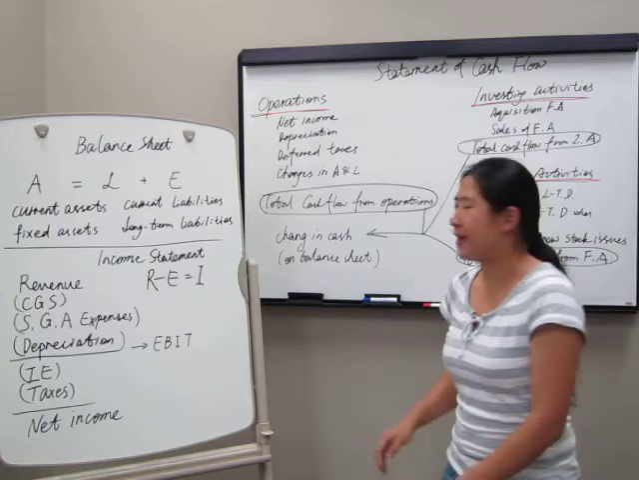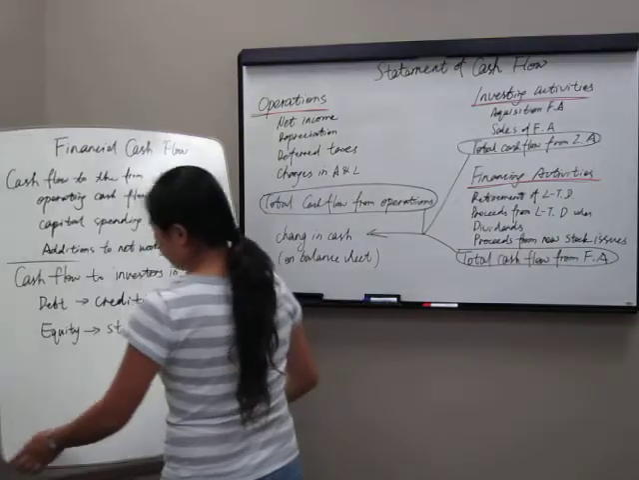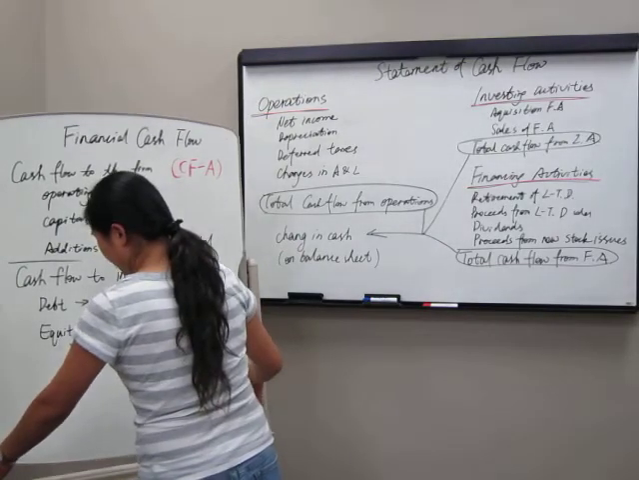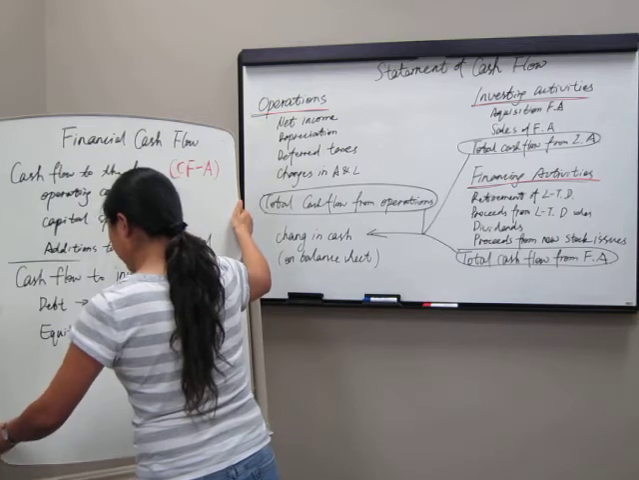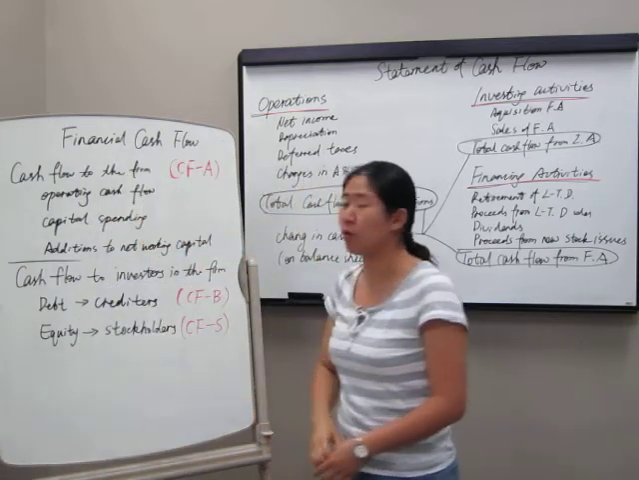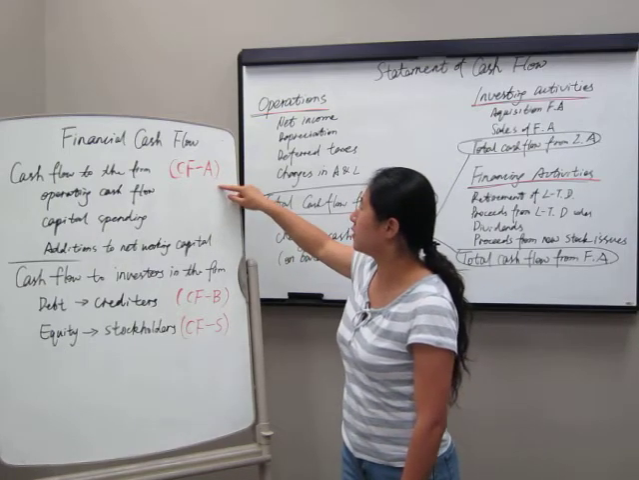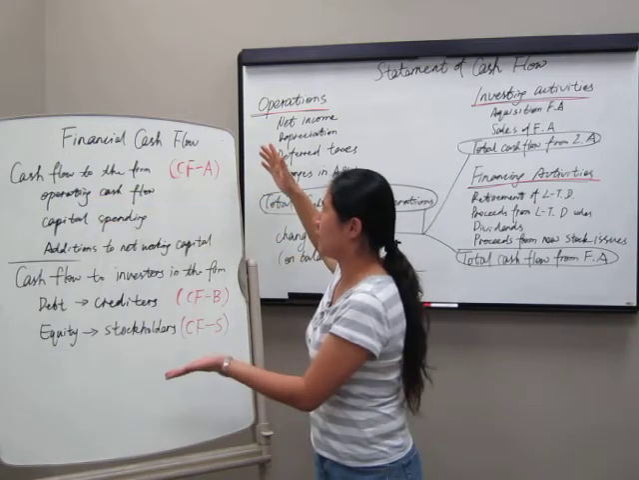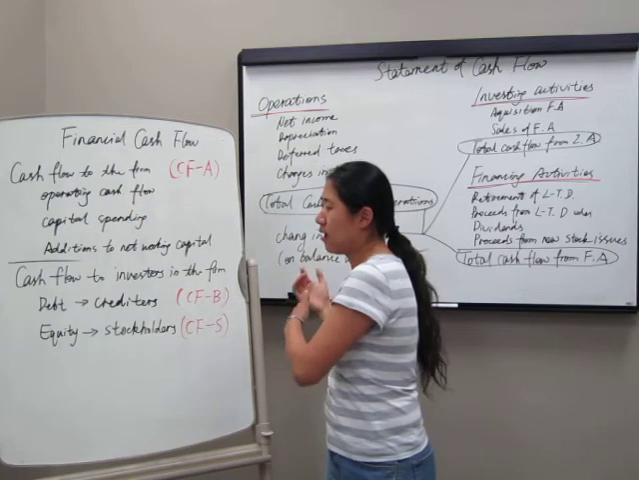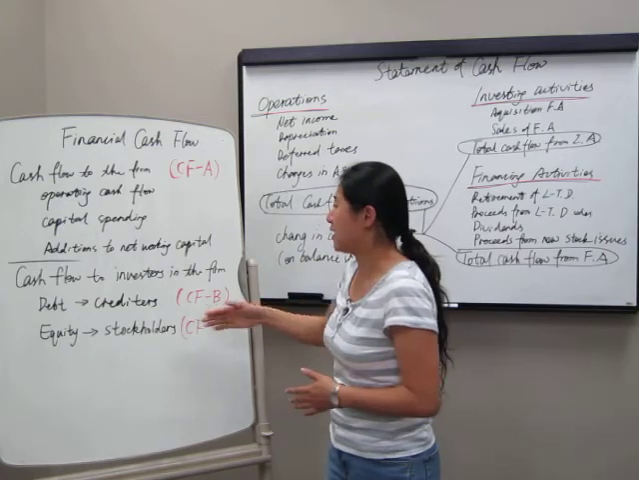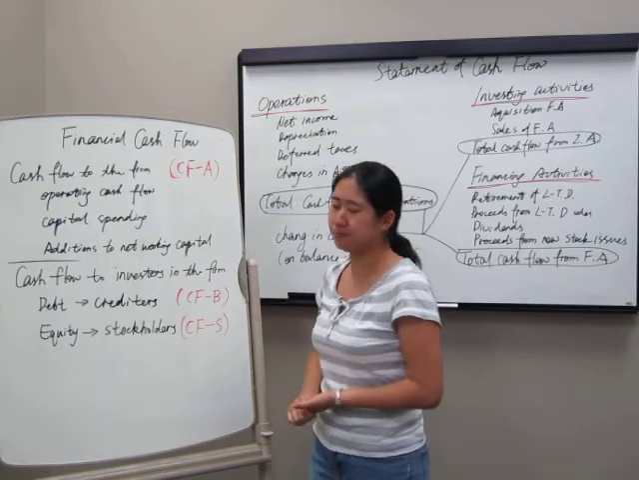Next, let's look at financial cash flow. Financial cash flow can be represented by the balance sheet equation, assets equal liabilities plus stockholders' equity. The assets part, in this financial cash flow, is the cash flow to the firm. And the right side of the equation is the cash flow to the investors, which are creditors and stockholders.